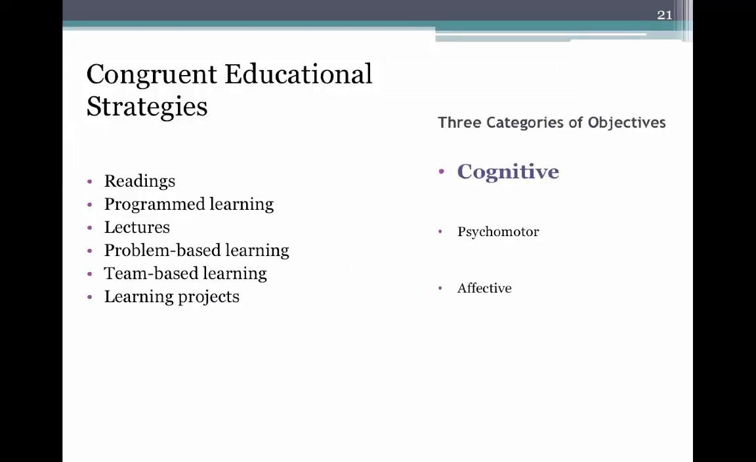Let's talk about educational methods for cognitive objectives. Targeted readings and lectures are low-cost methods to reach large amounts of learners. Unfortunately, both of these methods involve passive learning. Programmed learnings are programmed textbooks or software that will present the material in a sequential manner in which the learner can progress at their own rate, much like this web-based series. PBL, team-based learning, and learning projects can also be used to teach cognitive objectives and offer an advantage of being more interactive than readings and lectures.